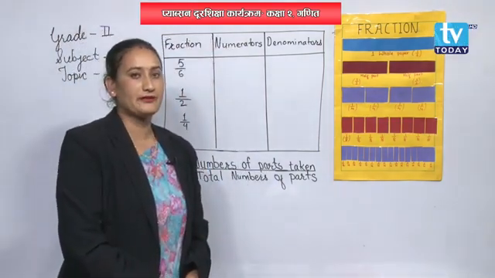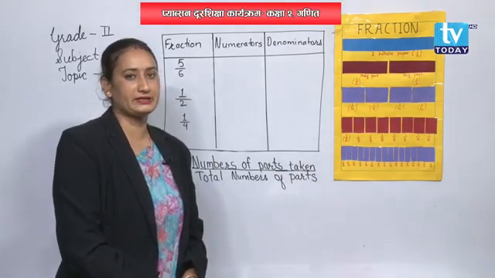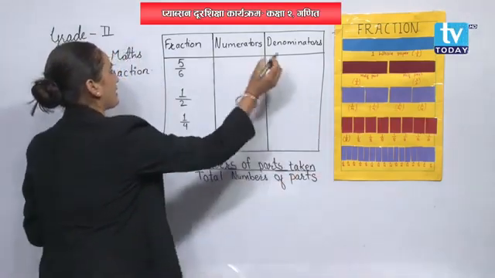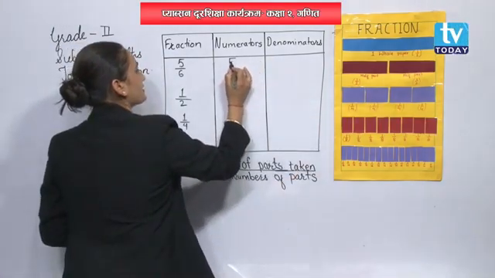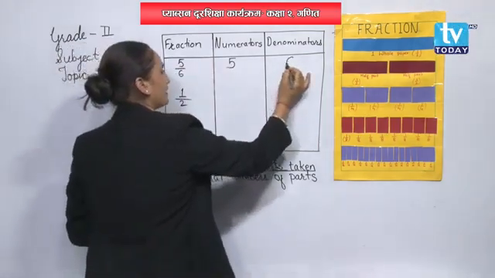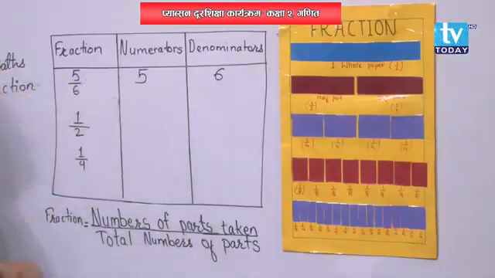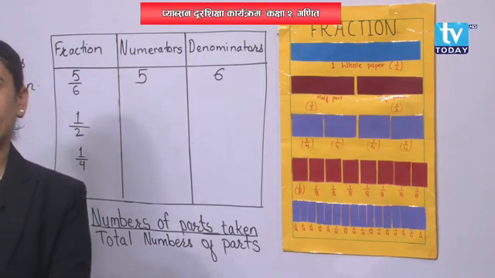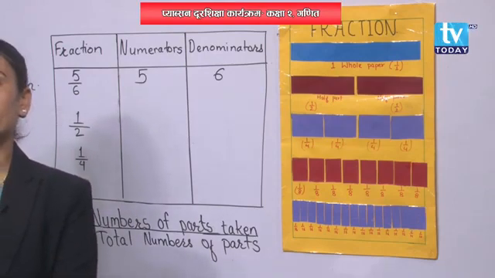What to do for 5 by 6? Can we separate it? Okay, let's separate. 5 we have to write in place of numerators. Let's write it over here, and 6 over here. What is the meaning of 5 by 6? Can you tell me? What is the meaning of 5 by 6?